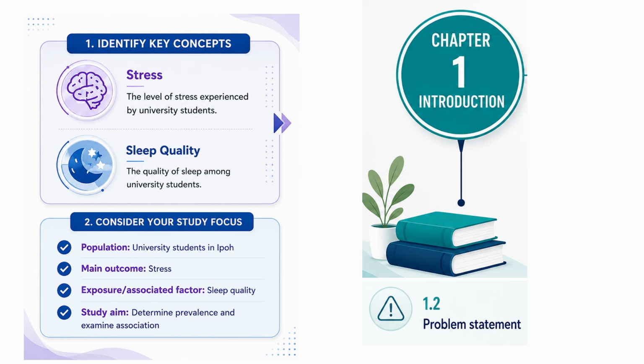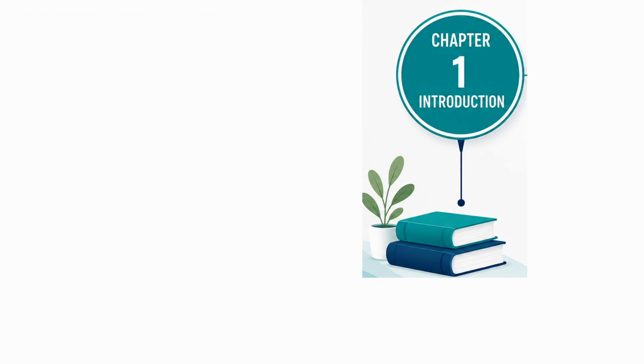So in the problem statement, you have to mention which population you are going to focus on, which main outcome you are focusing on, which associated factor you are focusing on, and you briefly mention the study aim also in the problem statement section.